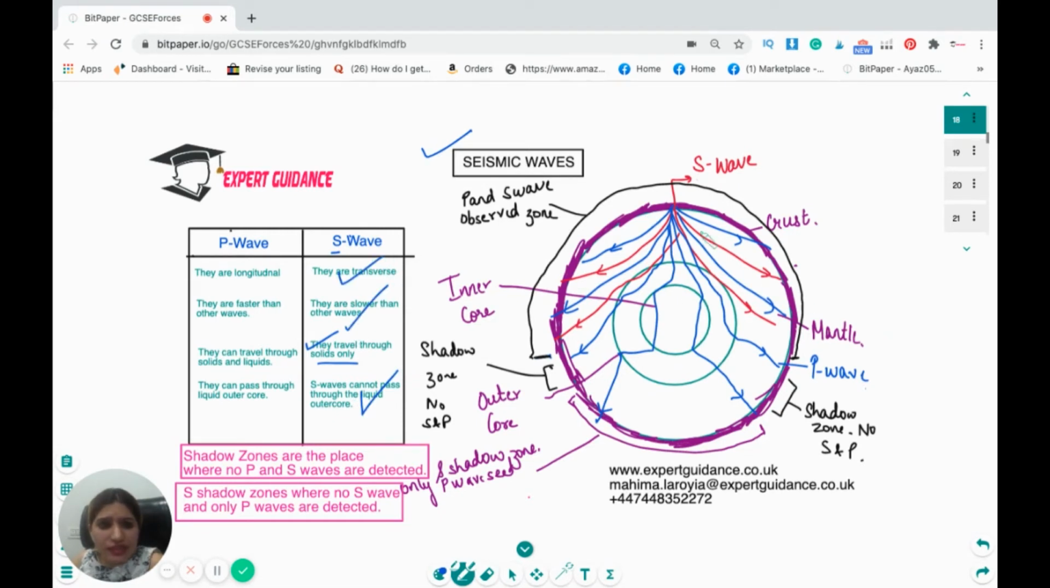Whereas, if you see these blue waves, they are going inside as well. These are known as the P waves. P waves are longitudinal. They are faster than the other waves. They can travel through solid and liquid, and they can pass through the liquid outer core.